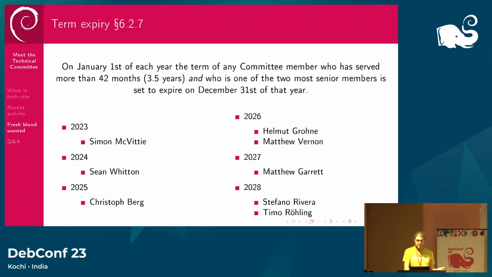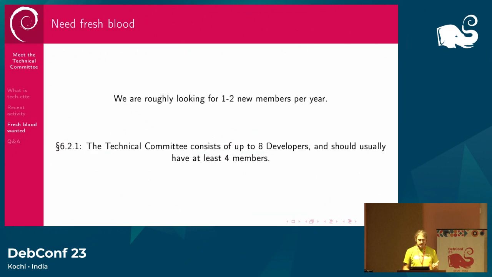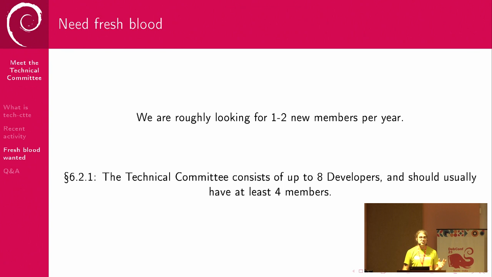Team members can choose to leave the team earlier. They don't have to serve their entire term, but it's obviously nice to keep people on for longer, and we don't have to look quite as hard for new members. But we're always looking for new members. We need one or two new members each year to keep the committee full, even if everyone does their full 5 years, and maybe more if people retire early. According to the constitution, we're allowed to have up to 8 developers, but usually at least 4.